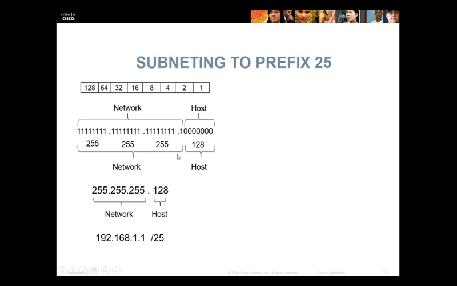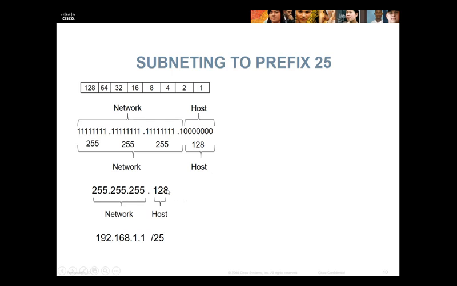The reason why it's 128 is because all these bits right here are turned on, but in the last portion that belongs to the host, only 1 bit is turned on, and that 1 extra bit is what makes it 25. 8 plus 8 plus 8 gives you 24, plus 1 gives you 25, and the value of this 1 bit is 128, and that is why we have a subnet mask of 255.255.255.128 for prefix 25. And remember, this portion belongs to your network, while this portion belongs to your host.